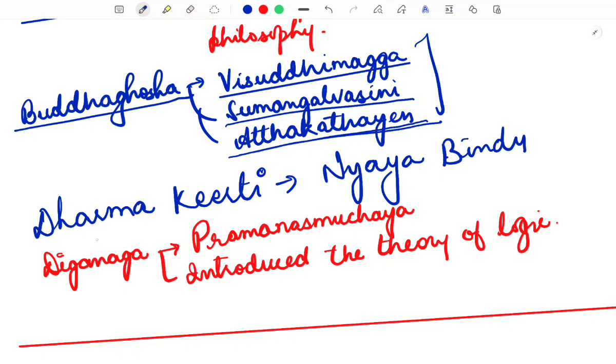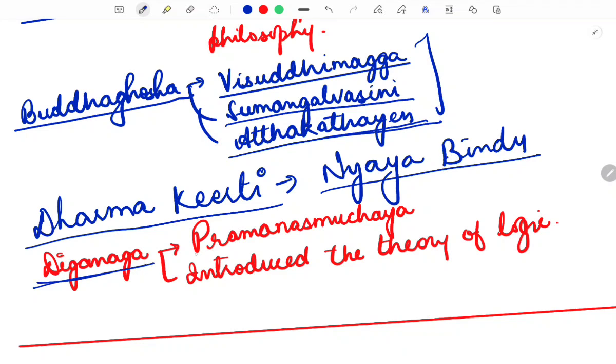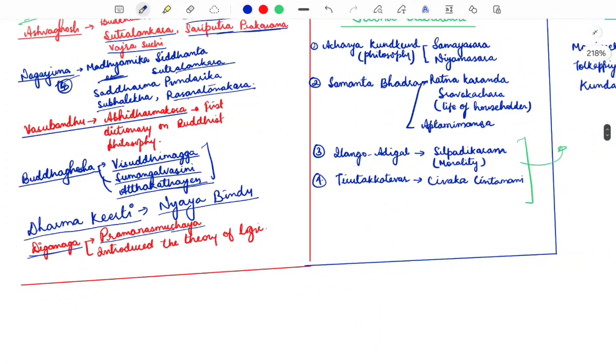So let's continue then. The next person is Dharmakirti, who wrote Nyaya Bindu, and the next person is Diganaga, and Diganaga also is important. You have to remember his work, which is Pramana Samuchaya. This work introduced the theory of logic into Buddhism. This is why it is important.